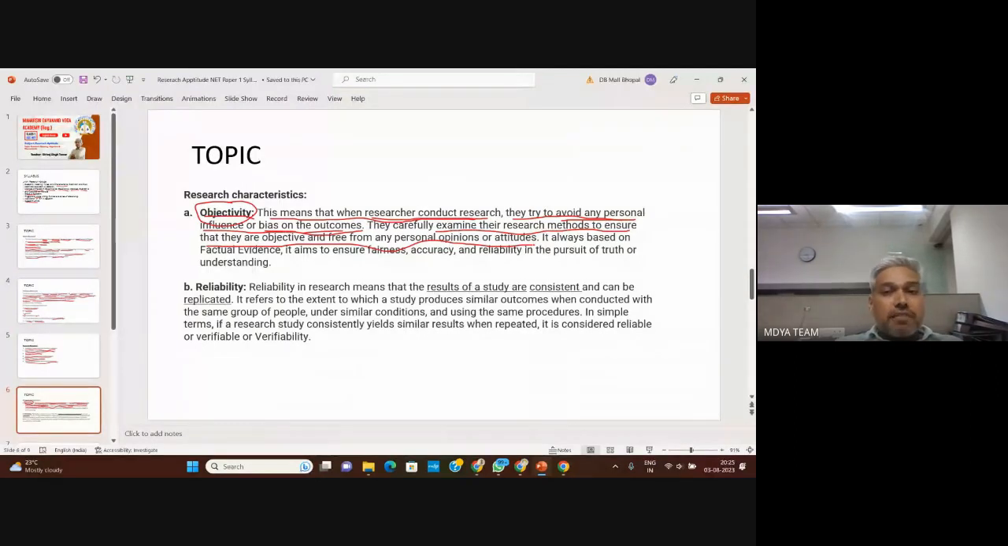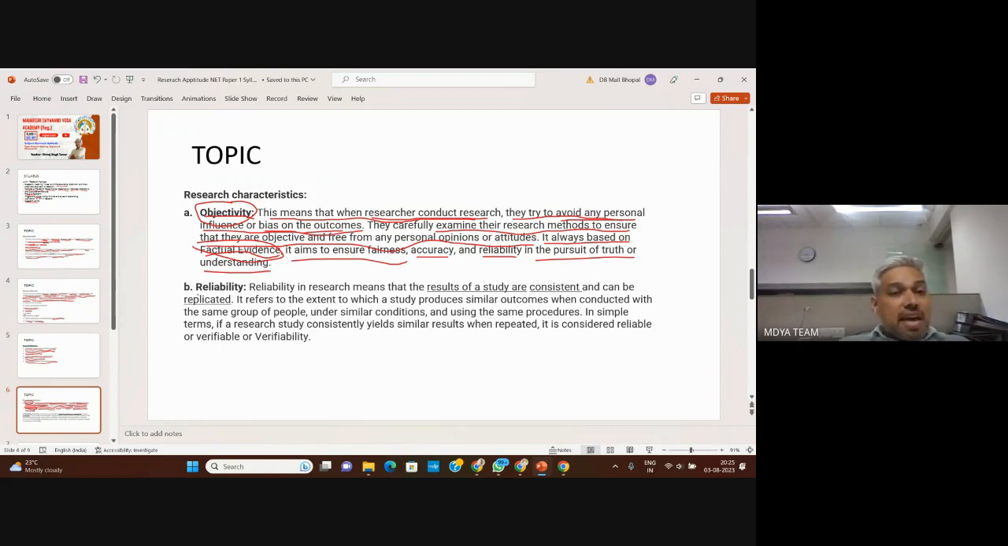This is objectivity. It is always based on factual evidence, right? Remember this word. It aims to ensure fairness, accuracy, and reliability in the pursuit of truth or understanding, right? So this is objectivity.